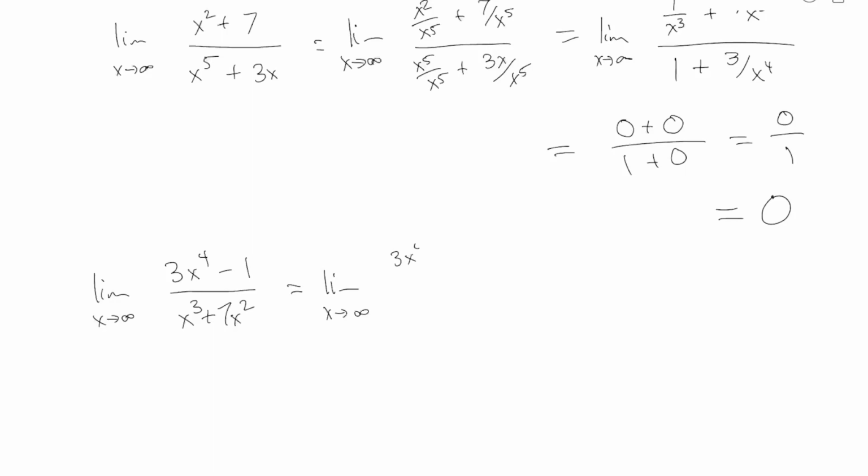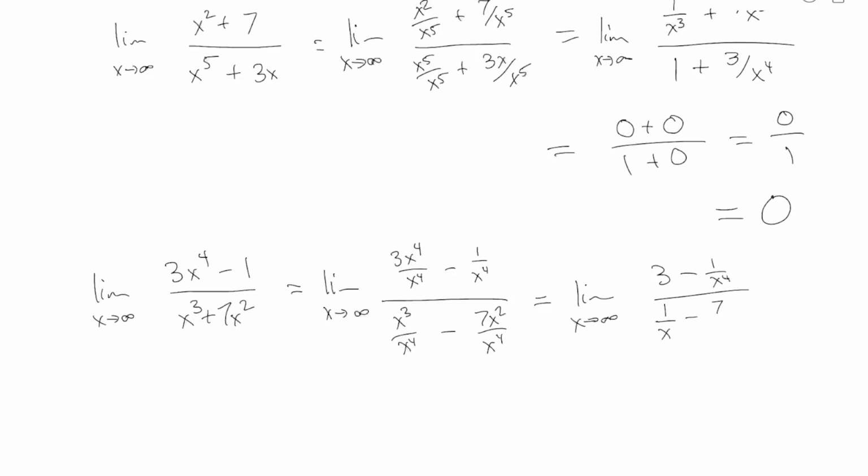I get 3x to the 4 over x to the 4 minus 1 over x to the 4, divided by x cubed over x to the 4 minus 7x squared over x to the 4, like so. And do some simplifying if we can. 3x to the 4 over x to the 4 is just 3, minus 1 over x to the 4, which I have to leave like it is. And on the bottom, x to the 3 over x to the 4, we cancel 3 of them and 1 remains, so this is 1 over x. Minus, here we can cancel 2 of them and get 7 over x squared.